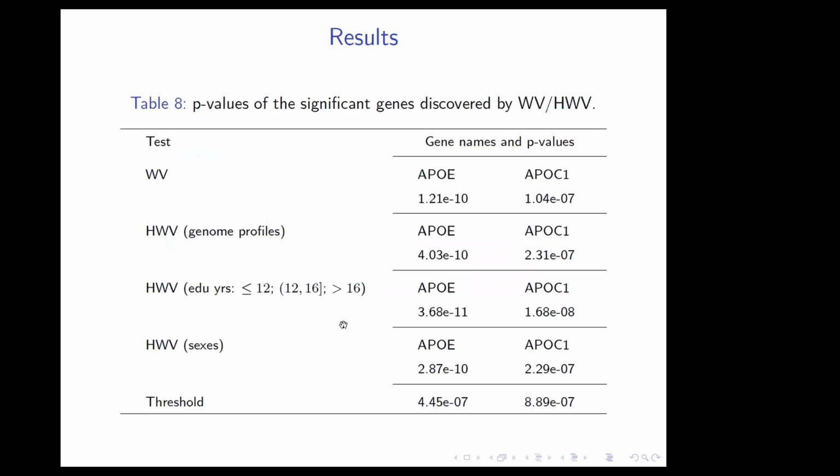This table shows the significant genes found by the tests. As you can see, each of the 4 tests found that only APOE and APOC1 are the 2 significant genes. And according to the p-values, when considering heterogeneity across education levels, the p-values for APOE and APOC1 are smaller compared to the p-values for WV. So this indicates that there may be an interaction between education and these 2 genes.